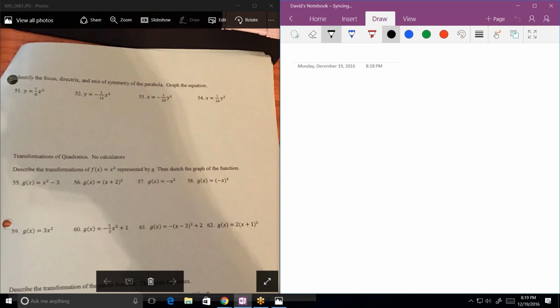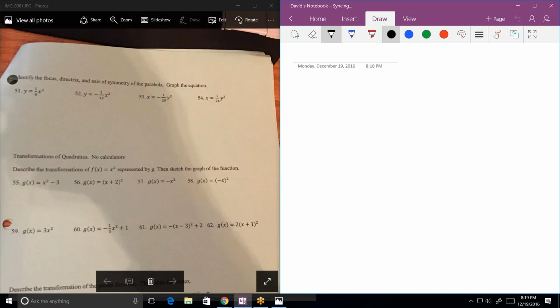Because the only thing that matters is, are we inside the function or outside the function? In 57, we're outside the function. That square is not acting on that negative sign. So that's a vertical reflection. 58 would be a horizontal reflection, which is a reflection over which axis? The x-axis? Or I mean, y-axis.